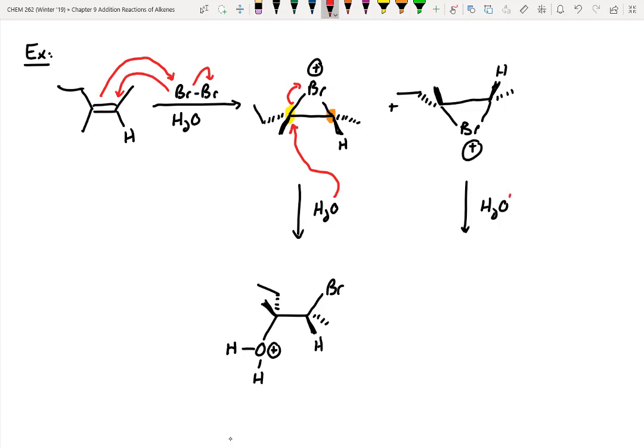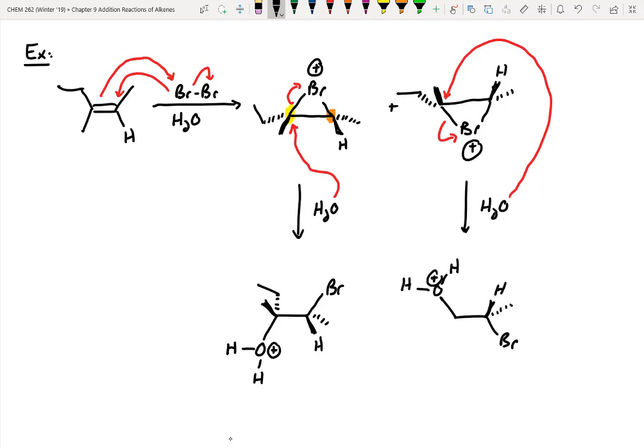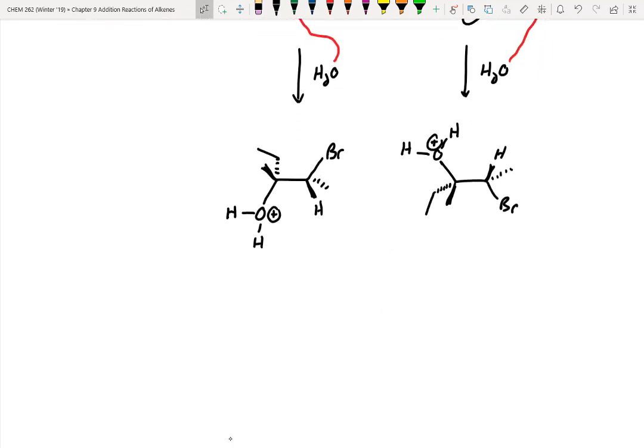Let's do the same thing for the other one. It's still going to prefer to attack this carbon over here. It's still going to slingshot open that bromine. Now we've got water anti. So now we still have these anti-addition products. Make sense? What do you think the last step's going to be? Deprotonation, right? So we could show this as minus H plus, and this one as minus H plus. If we do that, we're just going to rip off one of these protons off of water, or sorry, off of our alcohol.